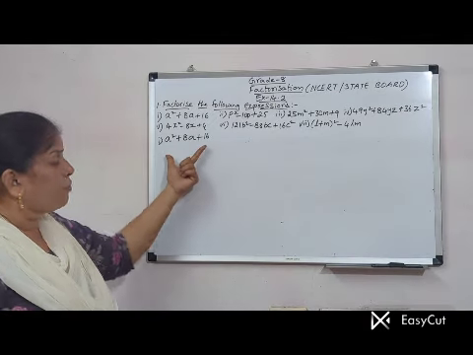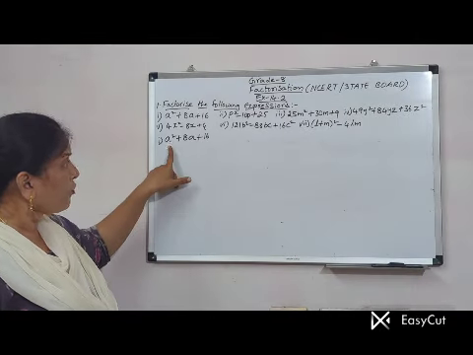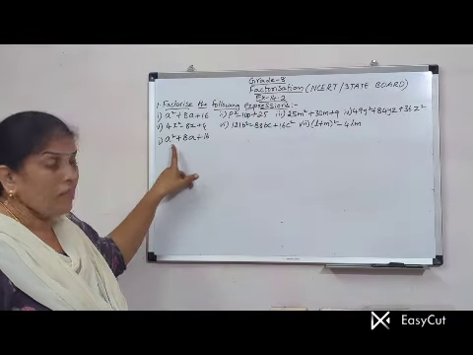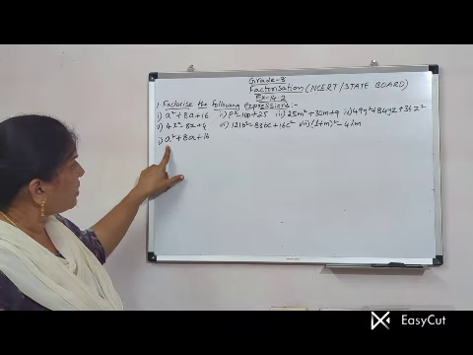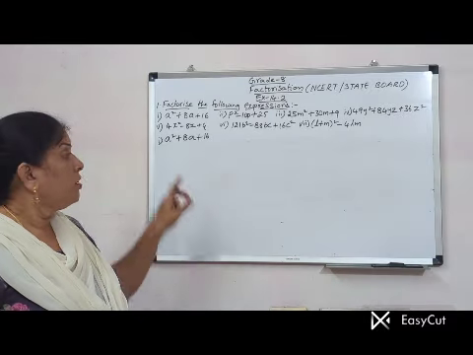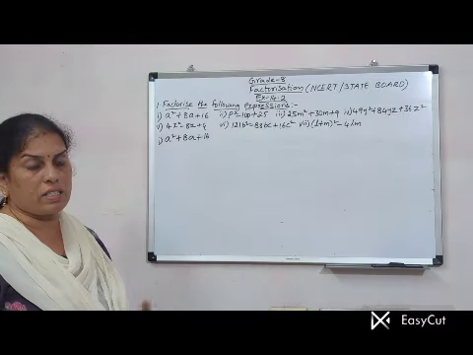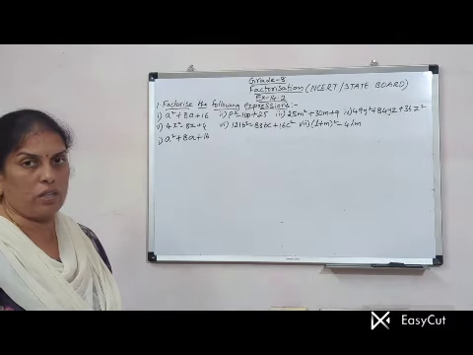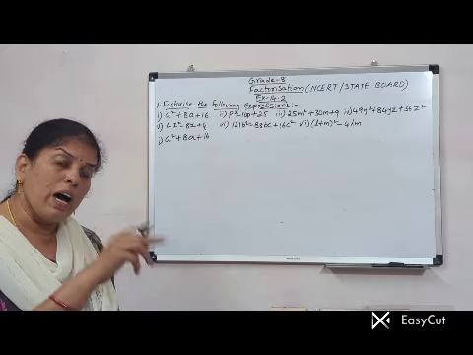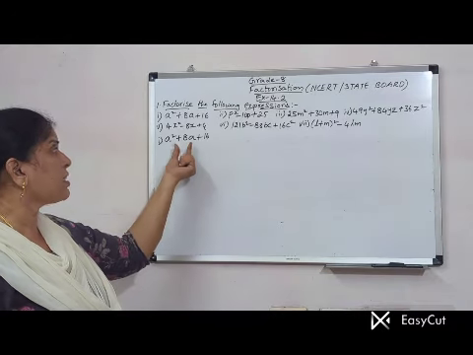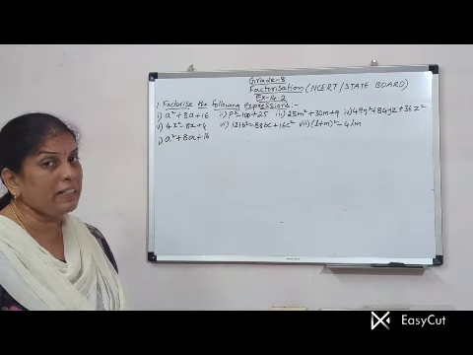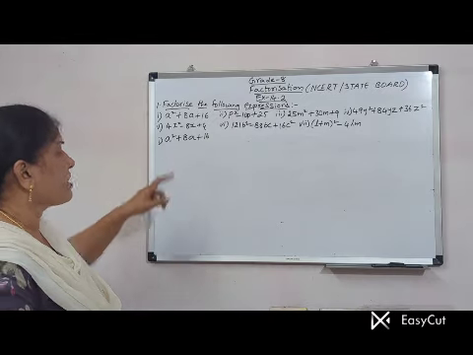First of all, before finding the factors, you must check whether the first term and last term are perfect squares or not. If they are perfect squares, then you will check the middle term. What is the first term?